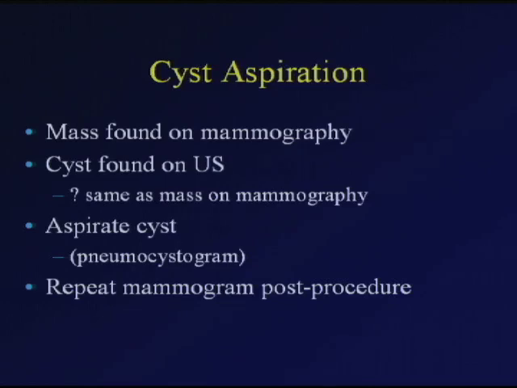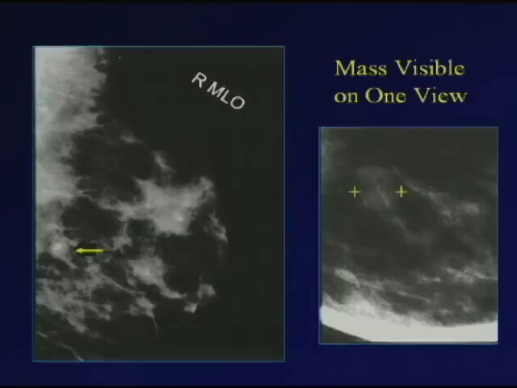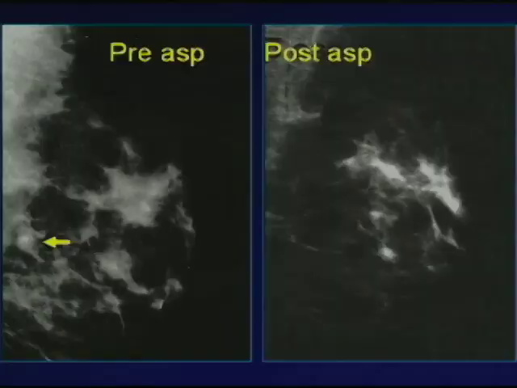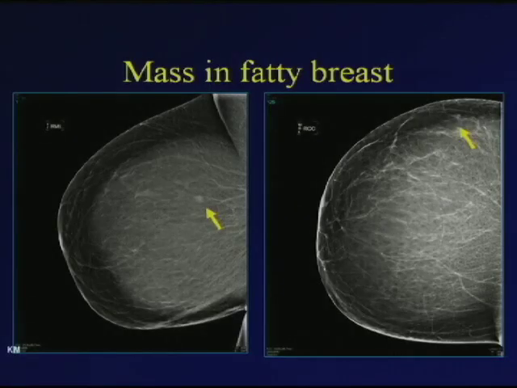I don't really know anybody that does that, but if you want to do it, it actually shows up nicely on the mammogram later. So then you repeat the mammogram after the cyst aspiration and see if the mass is still there. And here's a case where we saw a mass deep in the breast, and we found a cyst on ultrasound, aspirated it to completion, and then came back and repeated the mammogram, and the mass is gone. So, success.